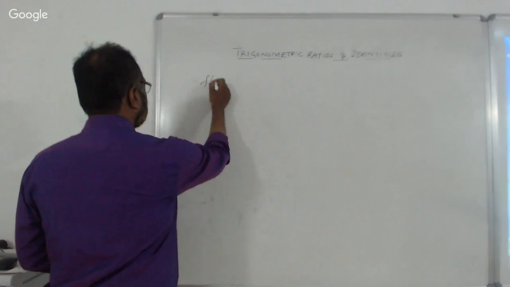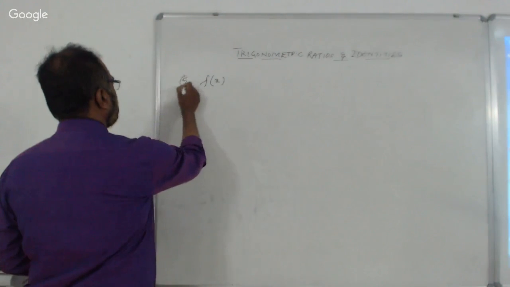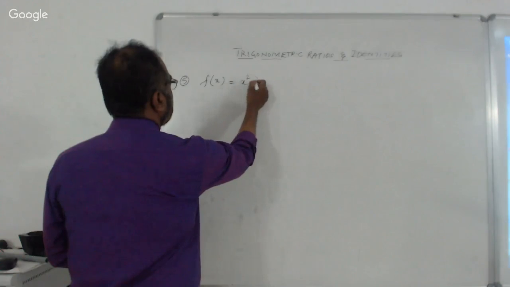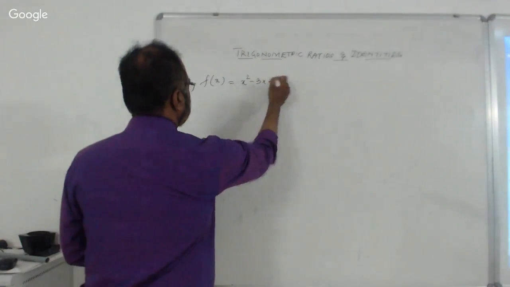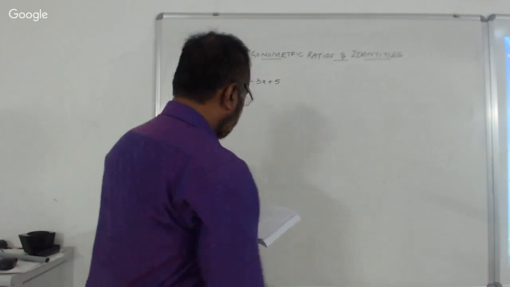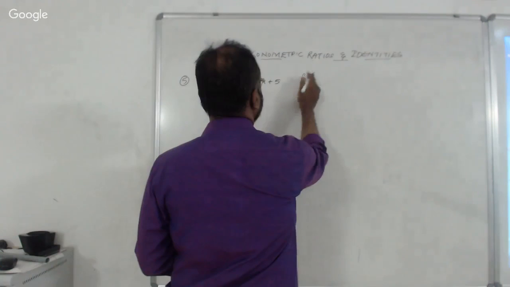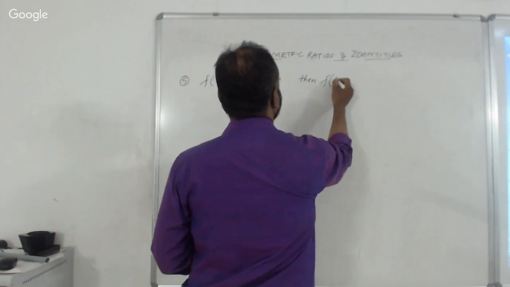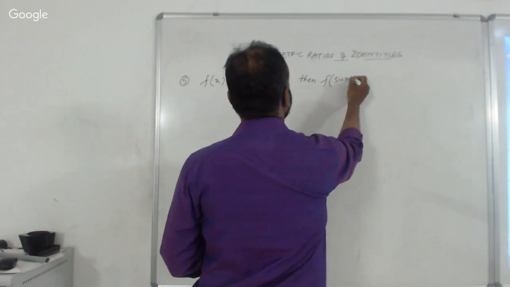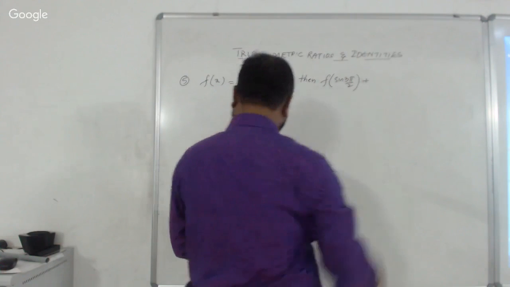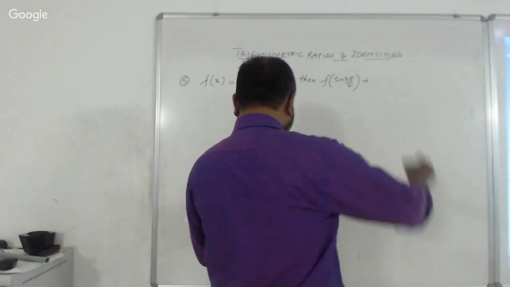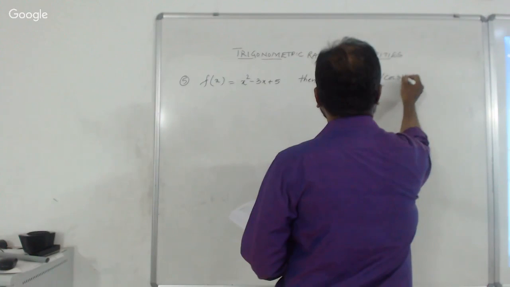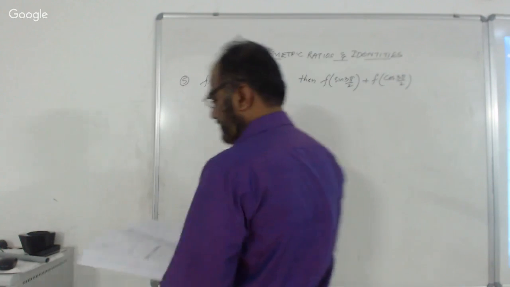This is question number 5. If f of x is equal to x square minus 3x plus 5, then find f of sine 3 pi by 2 plus f of cos 3 pi by 2. We'll find this result.